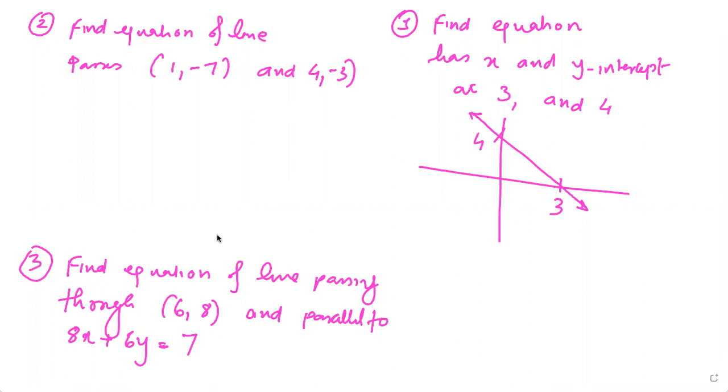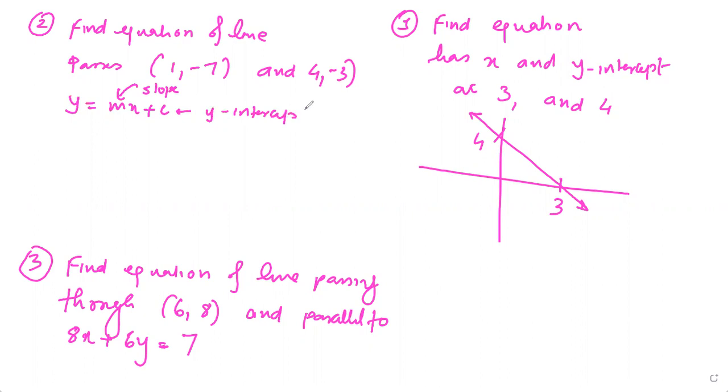The first question is to find the equation of the line passing through (1, -7) and (4, -3). The general standard form of the line is y = mx + c. Just a reminder that m is the slope and c is the y-intercept.